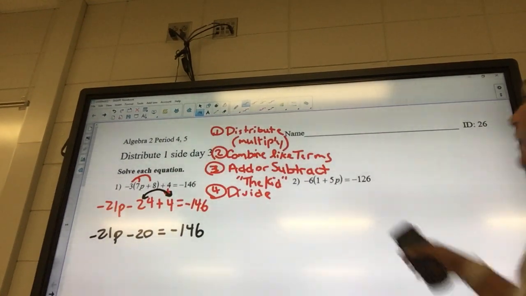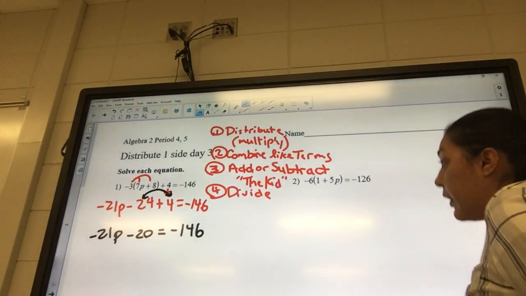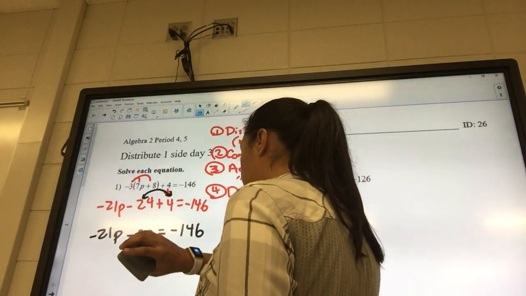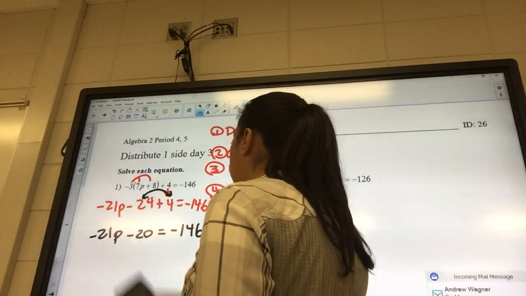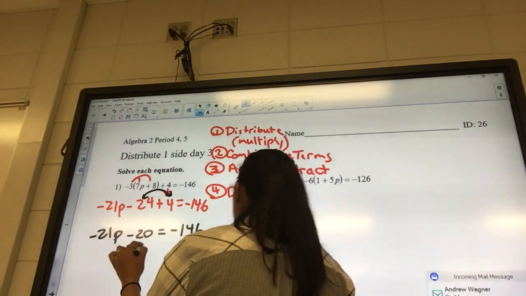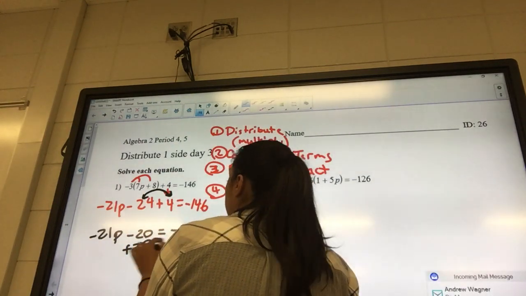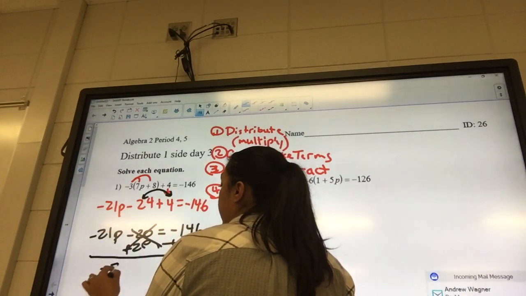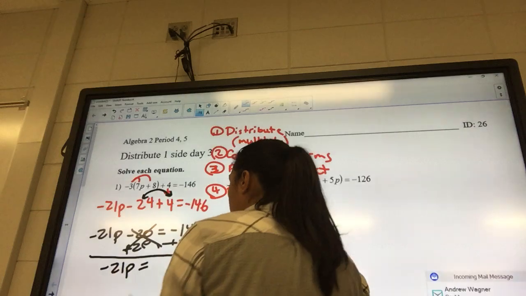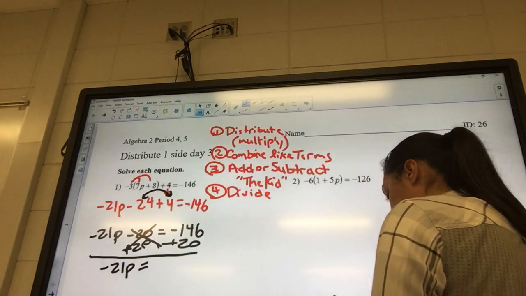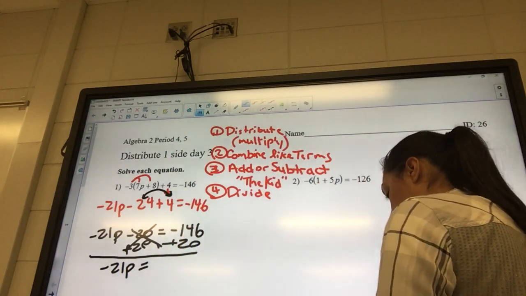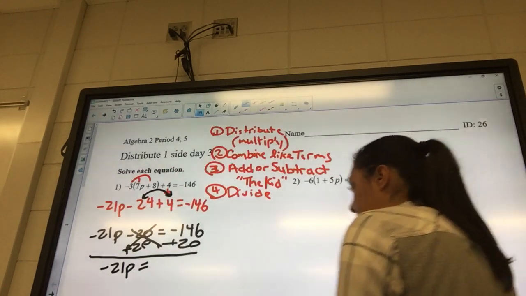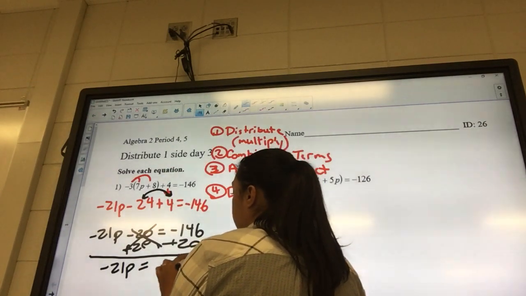And then it says add or subtract the non-variable term. Well, that is going to be 20. So I can add or subtract it. So we can say plus 20 plus 20. Negative 21p equals, and I got negative 146 plus 20. It'll be negative 126.